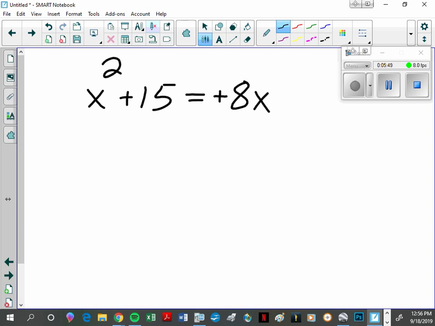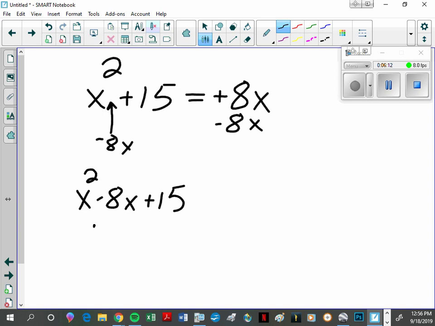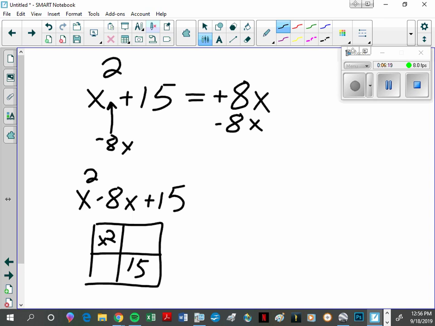Yeah. I need it to equal 0 in order to factor it. And when I put the subtract 8x on the other side, where am I going to place it? I need to put it right here. In order to factor, it makes a lot more sense to have everything in order. x squared minus 8x plus 15. Draw the box. I put in x squared, and I put in 15. x squared times 15 is 15x squared.